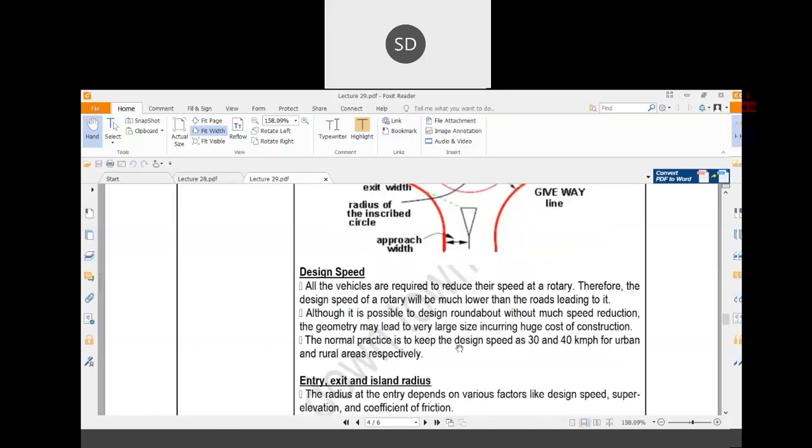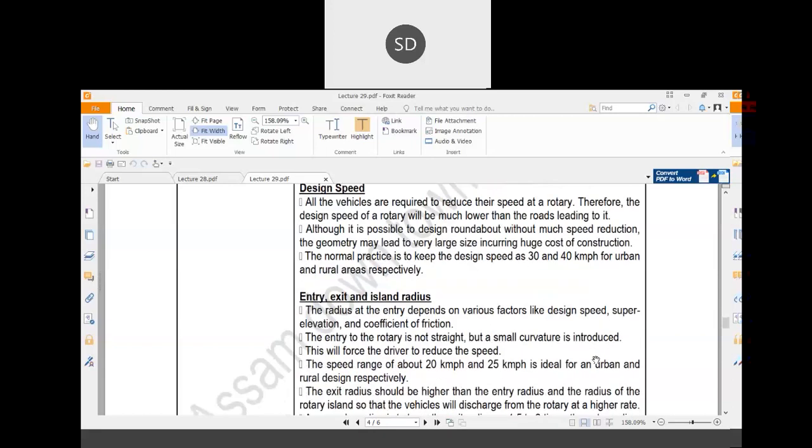Now for the design speed, in normal practice, the design speed is kept as 30 and 40 kilometers per hour for urban and rural areas. So whenever you are designing a rotary intersection, your design speed consideration for the urban area would be 30 kilometers per hour, and for the rural area, it would be 40 kilometers per hour.